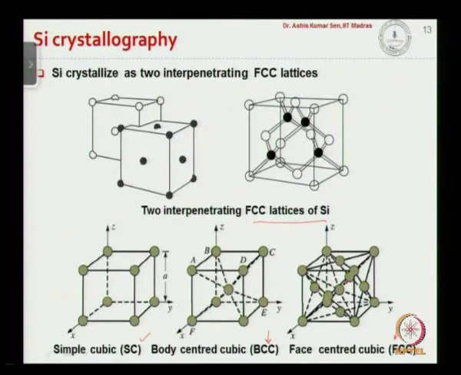Now the lattice structure of silicon is viewed as if it were 2 interpenetrating FCC lattices. So 2 FCC lattices have penetrated into each other, as we can see here. In doing so, this is the crystallography structure that we get for silicon.